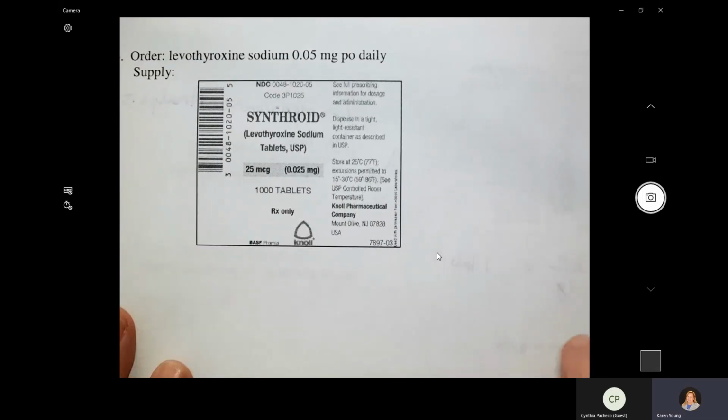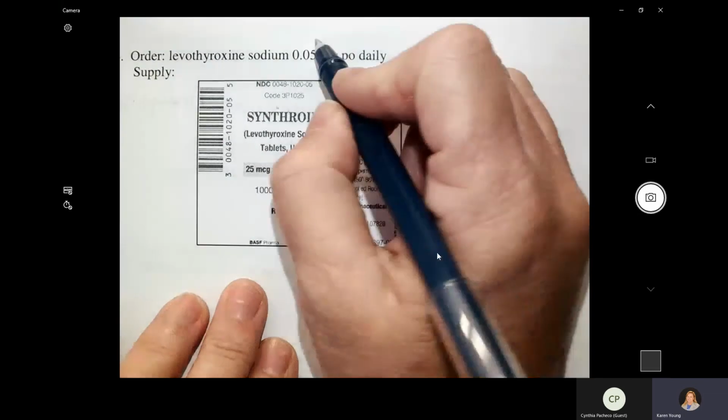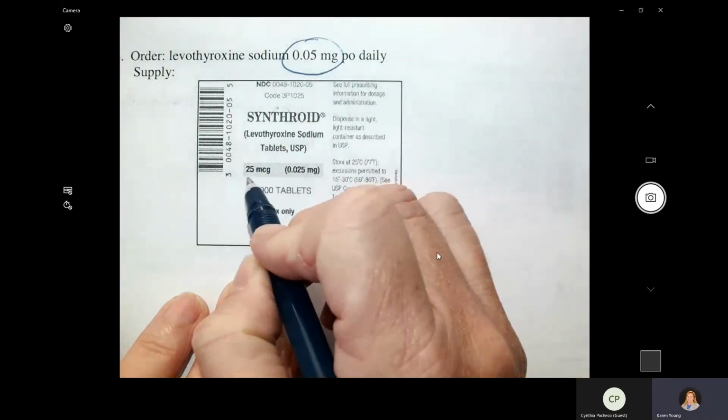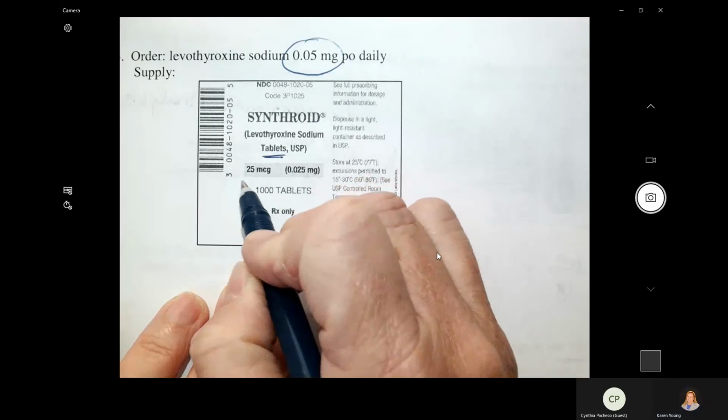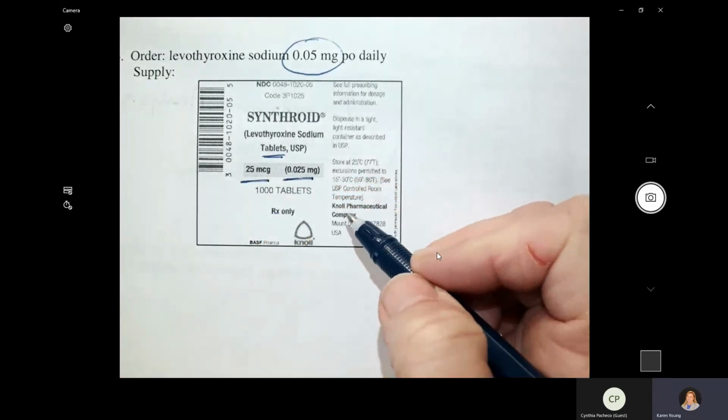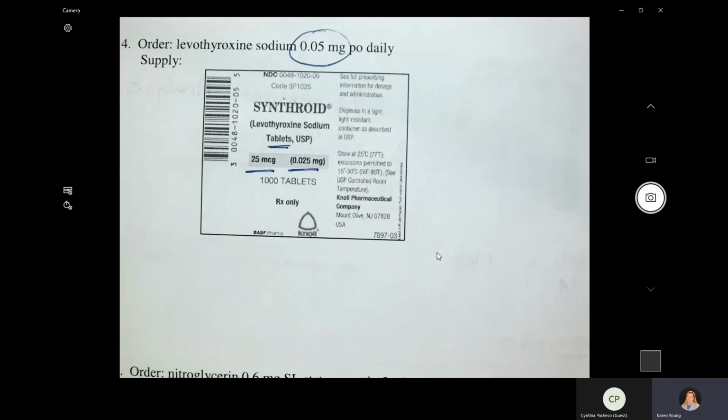Okay. So here's another one. The order is 0.05 milligrams. It's in tablets. I've got 25 micrograms, or I can use 0.025 milligrams. You can use whichever one you want. You're going to get the same answer if you do it correctly.